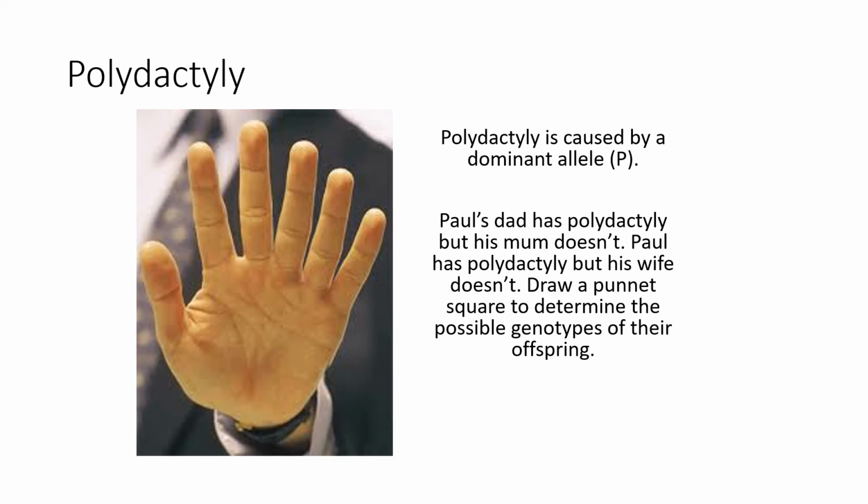Polydactyly is caused by a dominant allele. Here is a scenario. Paul's dad has polydactyly, but his mom doesn't. Paul himself has polydactyly, but his wife doesn't. Now draw a Punnett square to determine the possible genotypes of the offspring. Remember, polydactyly is caused by a dominant allele, that is the capital letter.